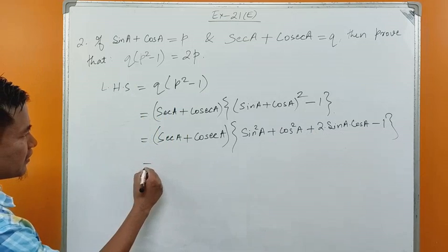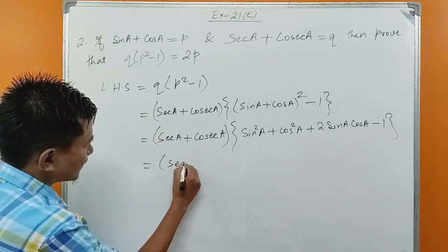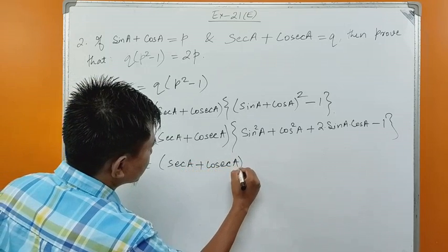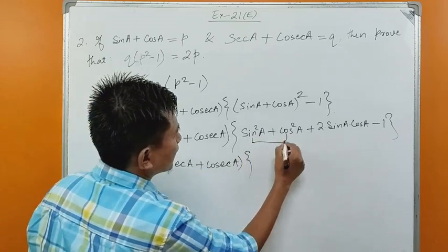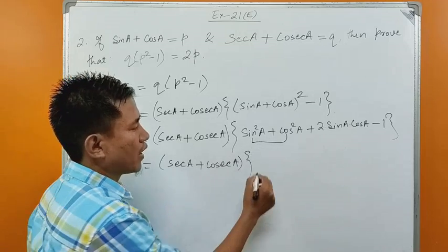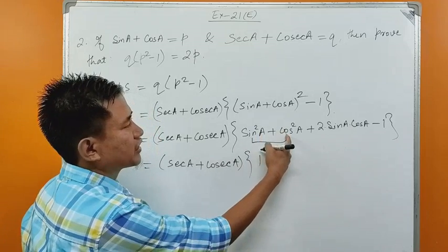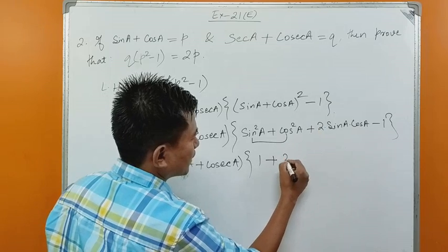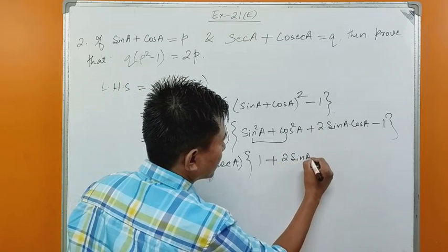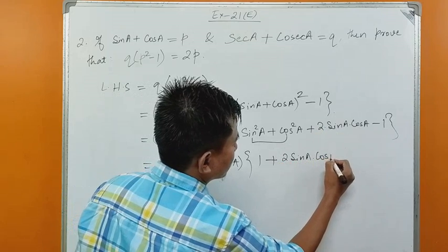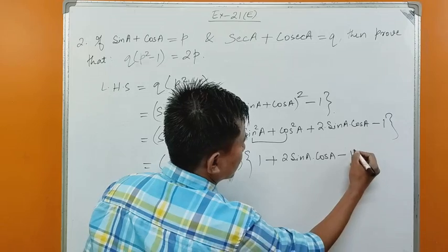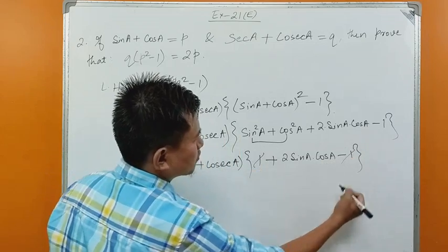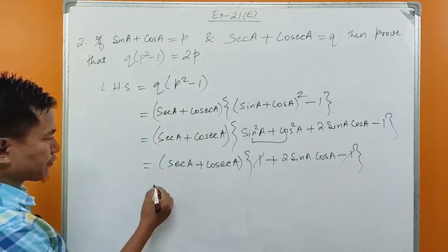Okay. Now let's copy this as it is, sec A plus cosec A. Now we know that sin square A plus cos square A means 1, isn't it? So instead of sin square A plus cos square A, we can write 1 plus this 2 sin A into cos A minus 1. We have minus 1 here, so let's cancel this plus 1 and minus 1, because plus 1 and minus 1 becomes 0.